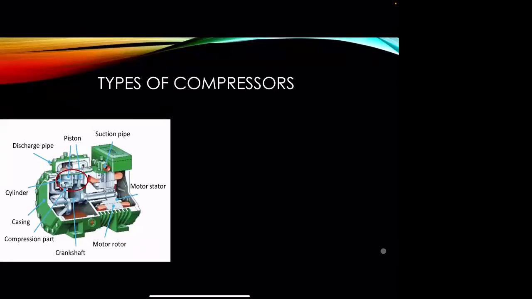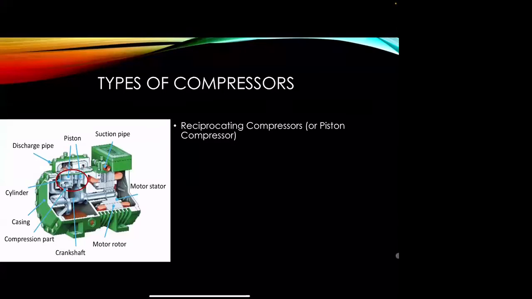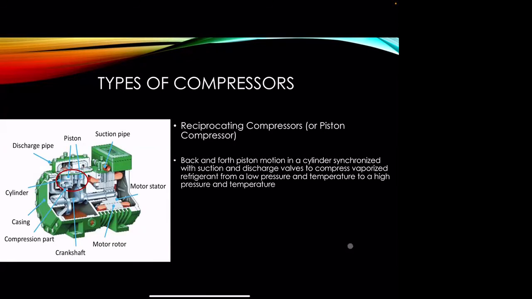All right, so let's jump into the different types of compressors that we'll see out there that we may or may not see, depending on what we work on. So the first type is the reciprocating compressor, or as some people call it, the piston compressor. This used to be pretty common in our systems that we'll see. It's a back and forth piston motion, as you see right here in a cylinder that's synchronized with suction and discharge valves.